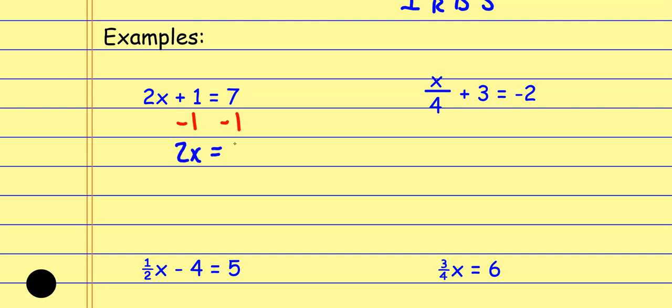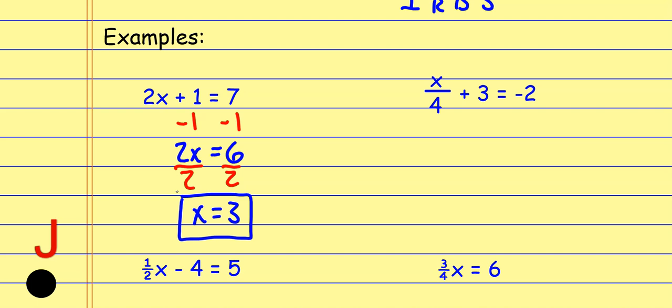That gives me 2x equals 6. And now to undo multiplying by 2, I have to divide by 2. And that's it. Okay, now I know what x equals, and I could easily plug that back in and follow the order of operations to check it.